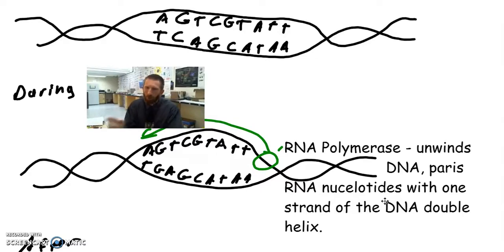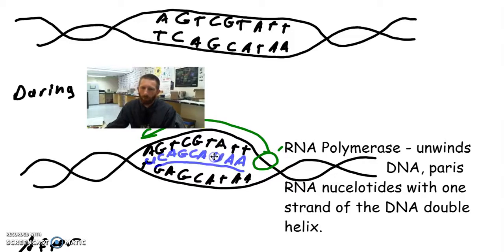Okay, so go ahead, pause the video. What I want you to do is make an RNA strand that's complementary to this DNA strand, right? Remember, RNA doesn't have a T, it has a U. So go back and use our base pairing rules. Go ahead, do that.